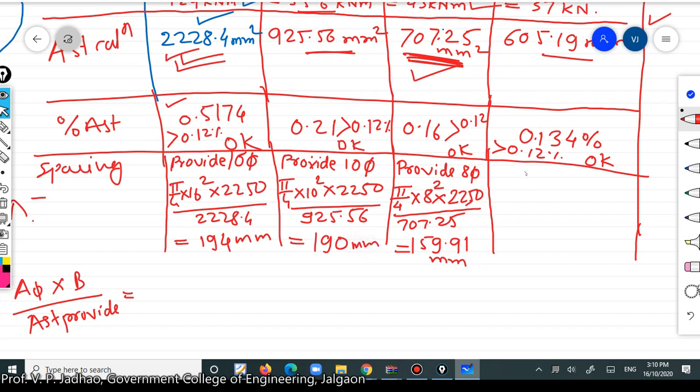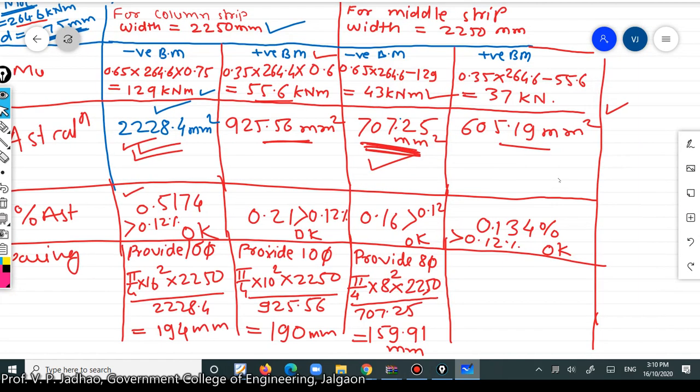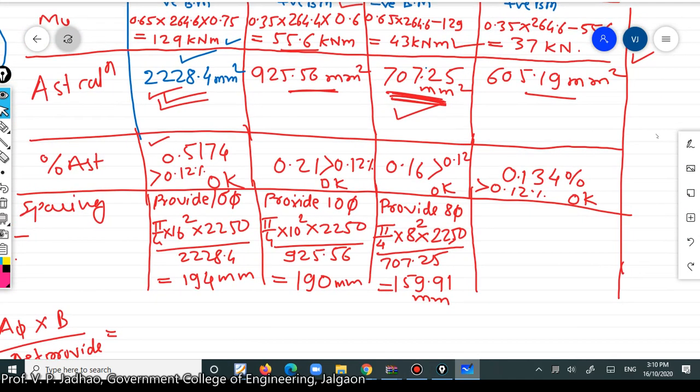And for the last, this is for positive steel, that is for positive bending moment, steel requirement is 605.19. Therefore again we will be providing 8 phi. Okay, the minimum diameter of bar which is provided in the slab is 8 phi. Below that there are steel reinforcement bars available, but we don't provide below the 8 mm steel bars. Okay, so providing 8 phi.